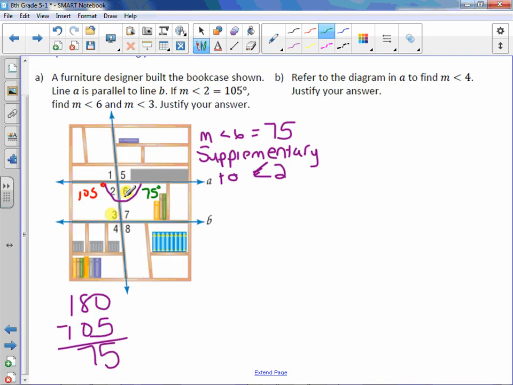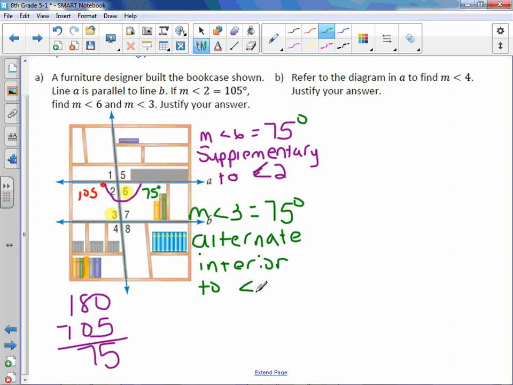I also know that angle 6 and 3 are alternating the transversal, and they're both inside the parallel lines. So that tells me they are alternate interior angles, and that they are also the same. So I would say that the measure of angle 3 equals 75 degrees, and because it is alternate interior to angle 6.